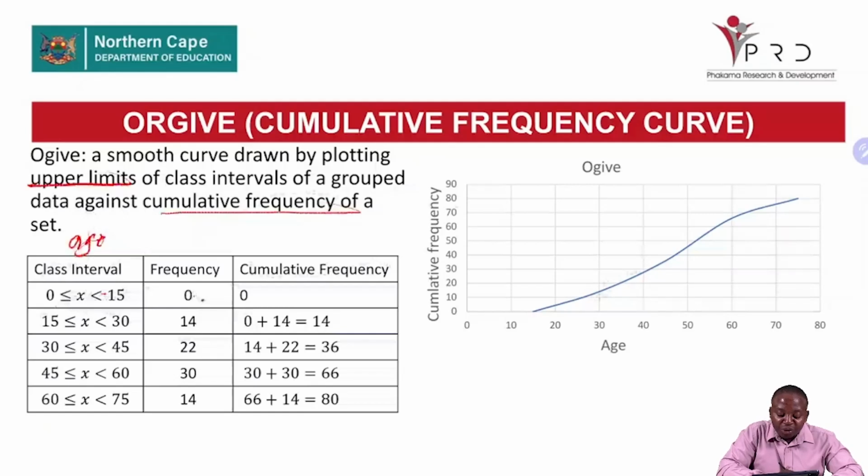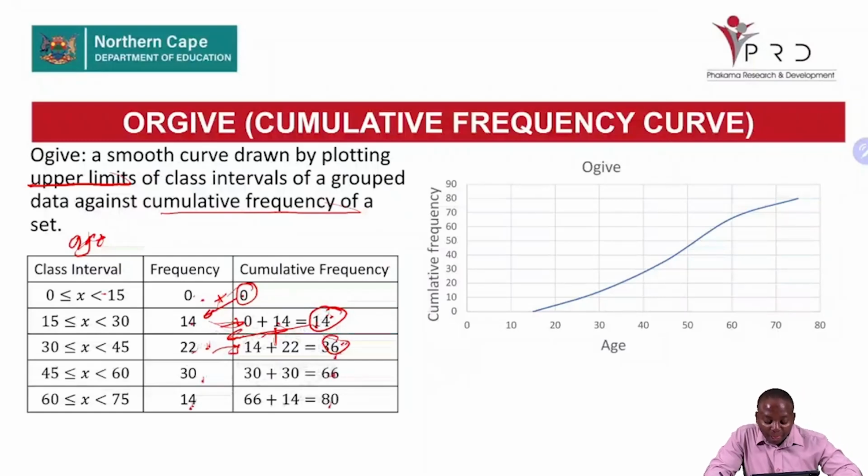How do we find cumulative frequency? We always say this value plus that is equal to that. So we say 0 plus 14 is equal to 14. We take the 14 again. We're saying it's cumulative, it's accumulative, it's going up, it's increasing. So it's 14 plus 22, we get 36. We say 36 plus 30, we get 66. We say 66 plus 14, we get 80.